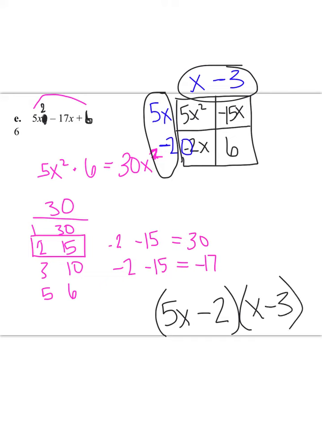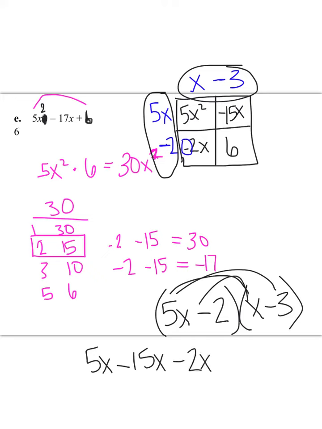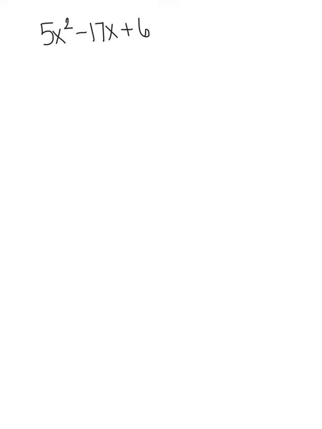And then we could check our answer. So foiling would give us 5x squared minus 15x minus 2x and plus 6. And we factored correctly. Don't worry if you didn't like that method. There's one other method I'm going to show you, and it's called slide and divide, or some people call it bottoms up. And it starts off similar.